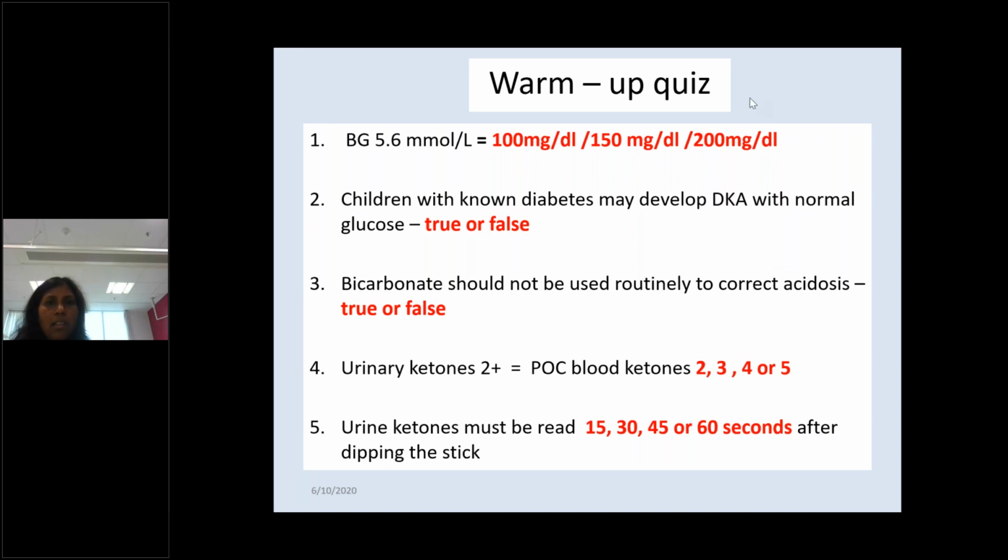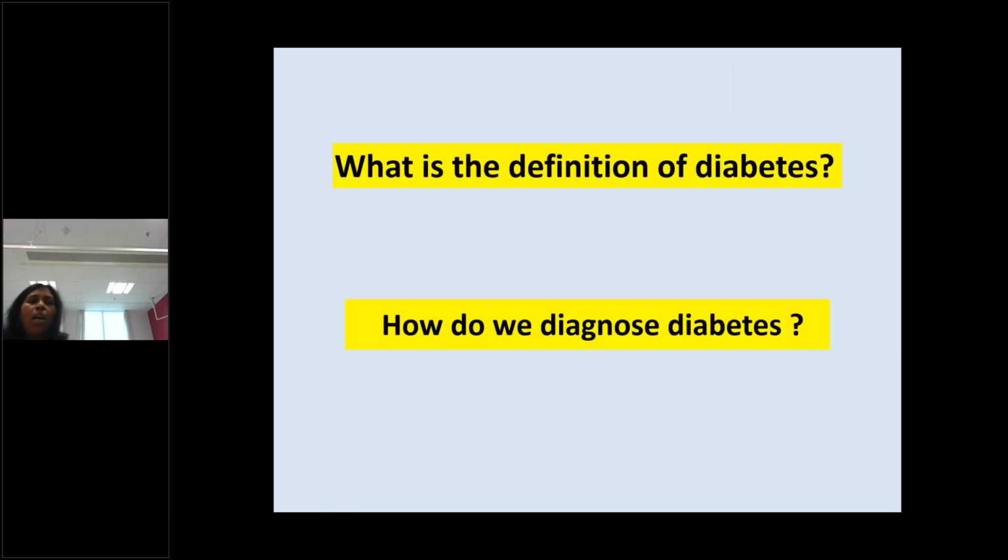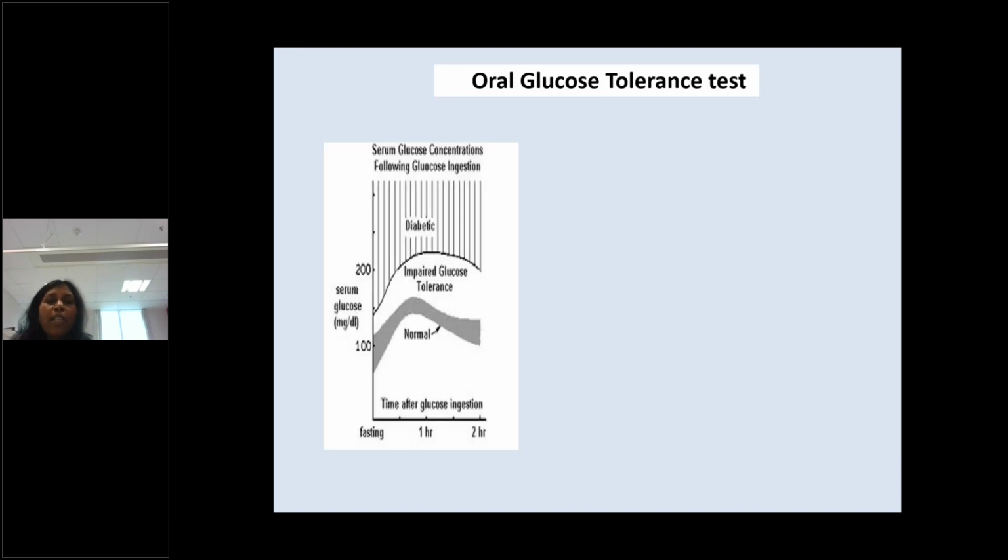So with this, what is the definition of diabetes and how do we diagnose diabetes? Instead of asking this as a question, I'm going to move on to the next slide just to save some time. So we always have to diagnose diabetes by using an oral glucose tolerance test.